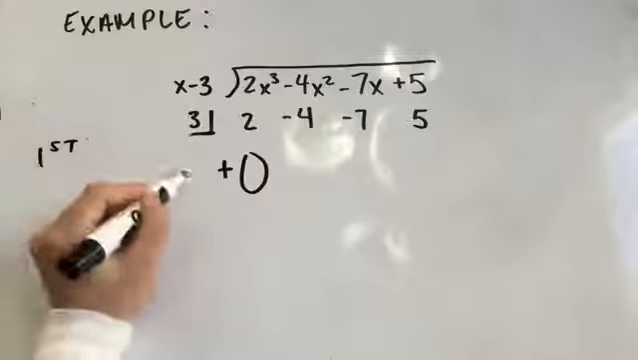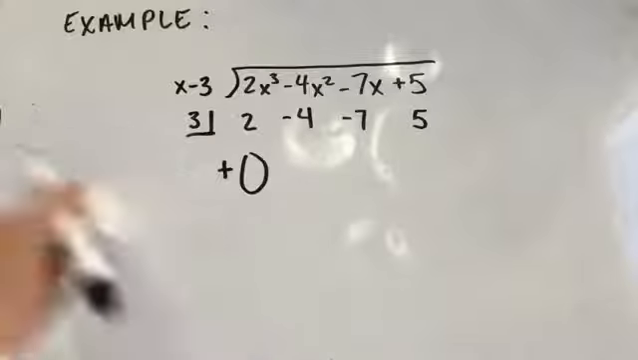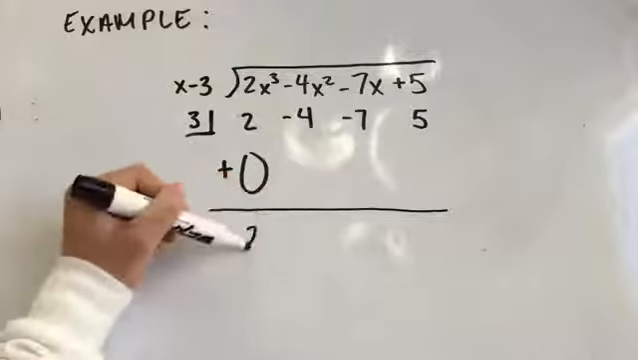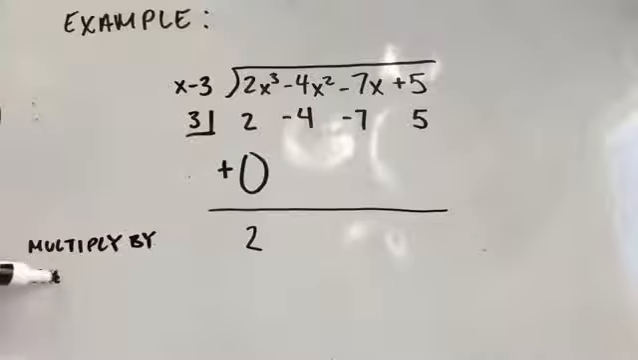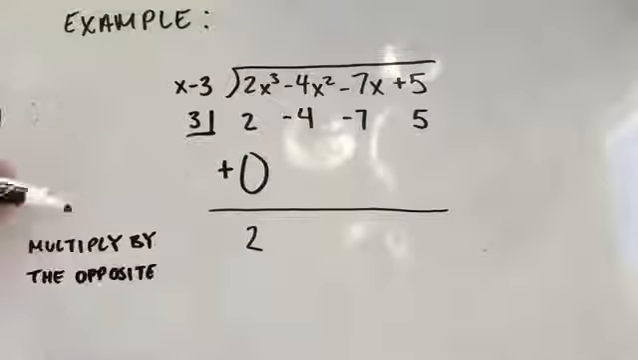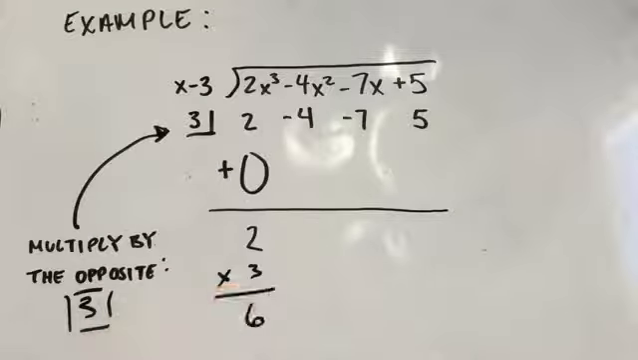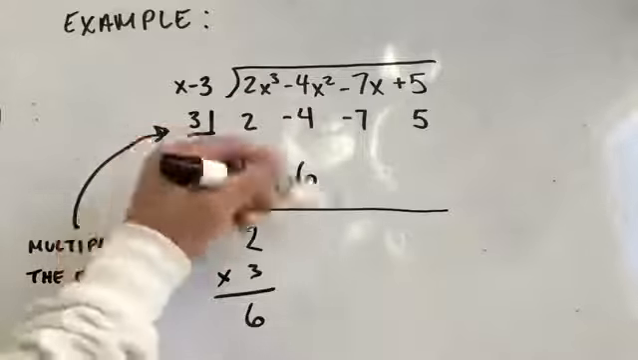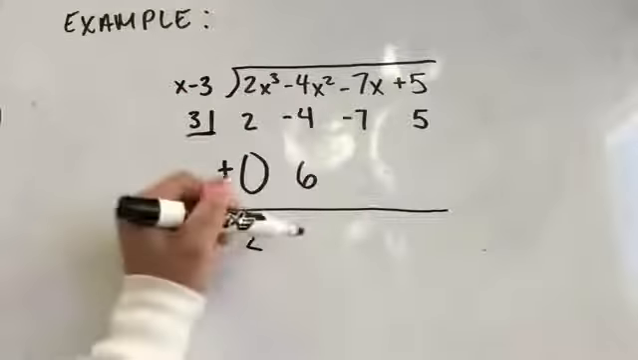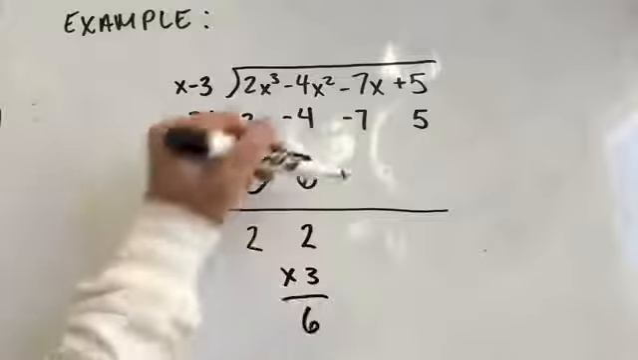Now first we're going to add, and the first number when we add is always going to be 0. So we're going to add 2 plus 0, which equals 2. And once we have our 2, we have to multiply it by the opposite, which in this case is 3. So 2 times 3 is 6, and that will be the next number we're adding with. Negative 4 plus 6 equals 2, and then 2 times 3 is 6, and we put that there.